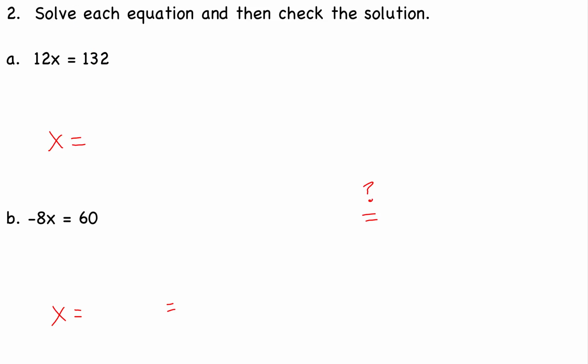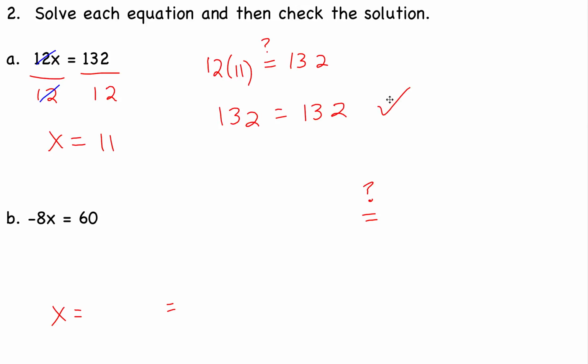Here are a couple more examples. 12x equals 132. X is being multiplied by 12, so the inverse operation is to divide by 12. Remember, we have to do the same operation to both sides. So our 12s cancel. 12 divided by 12 is 1, and we're left with x. 132 divided by 12 is 11. And then our check. Is 12 times 11 equal to 132? Well, yes, it is. If you check on a calculator, you'll get the same answer.